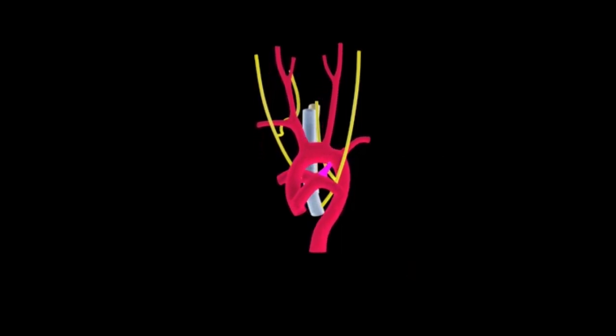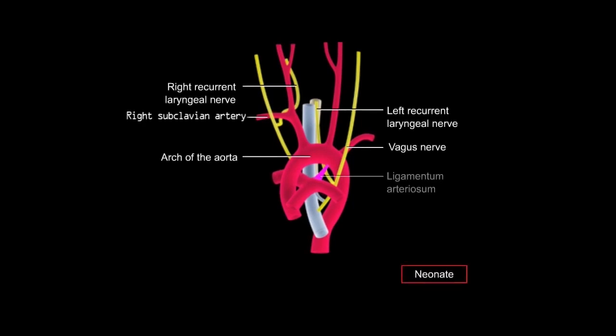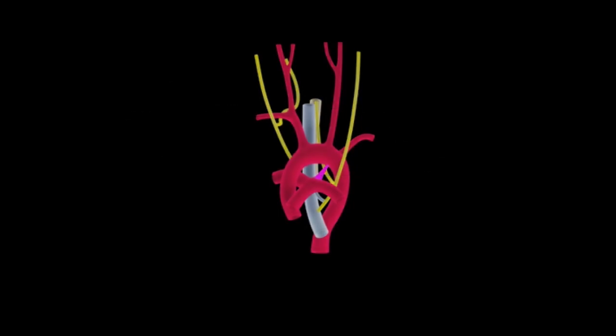On the left-hand side, the recurrent nerve loops around the forming ductus arteriosus as it develops from the distal left 6th arch artery. Although the ductus arteriosus involutes after birth, a remnant of it, known as the ligamentum arteriosum, persists, with the nerve maintaining its position. On the right-hand side, the distal portion of the 6th arch artery disintegrates, leaving the nerve to hook around the right subclavian artery, a derivative of the 4th arch.